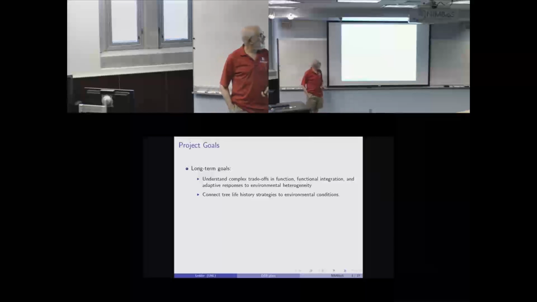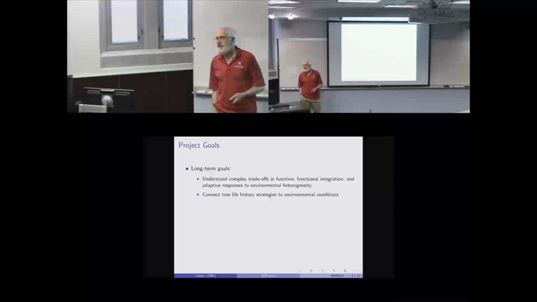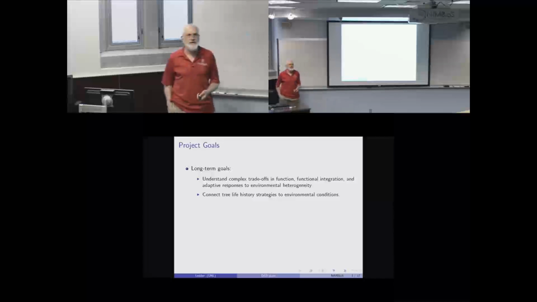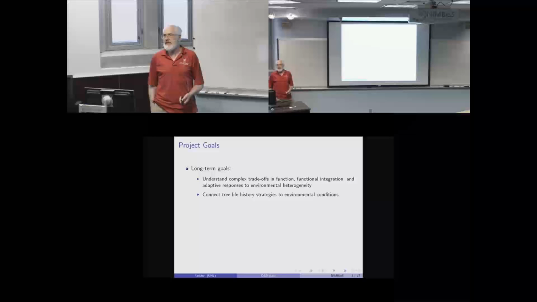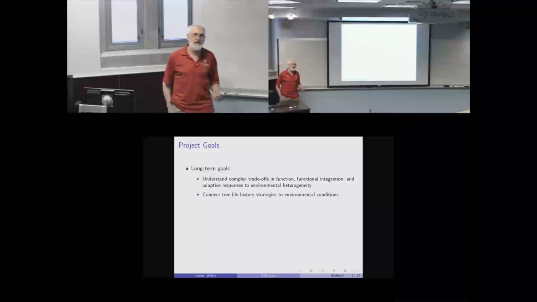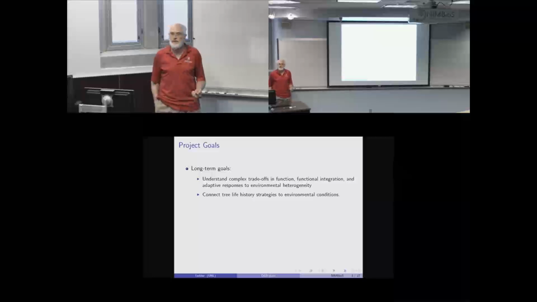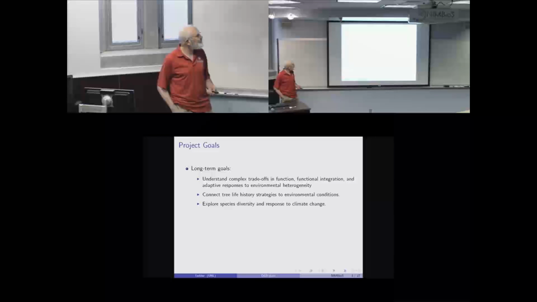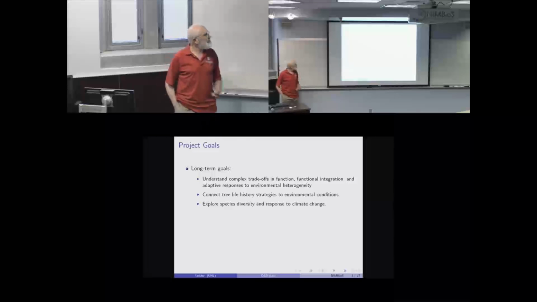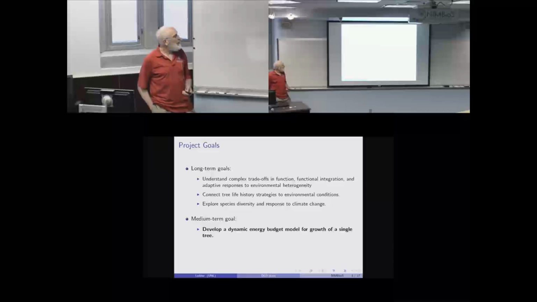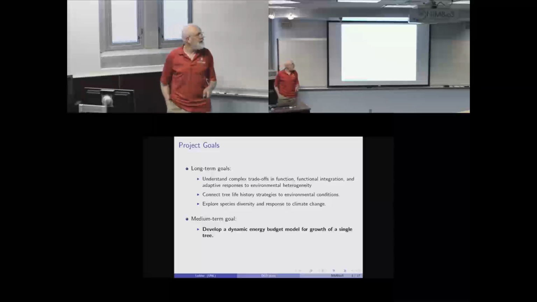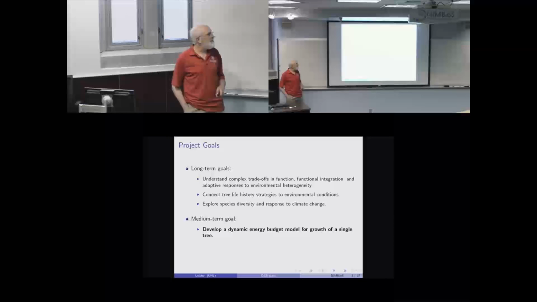We want to look at connecting tree life history strategies to these different environmental conditions. Can we build a model that will predict that the sandy soil will support a tree like Aromatica and the clay soil will support a tree like Lanceolata? And we want to explore species diversity in response to climate change. Our medium-term goal is what we're pursuing in the NIMBioS working group, and that is to develop a dynamic energy budget model for growth of a single tree.